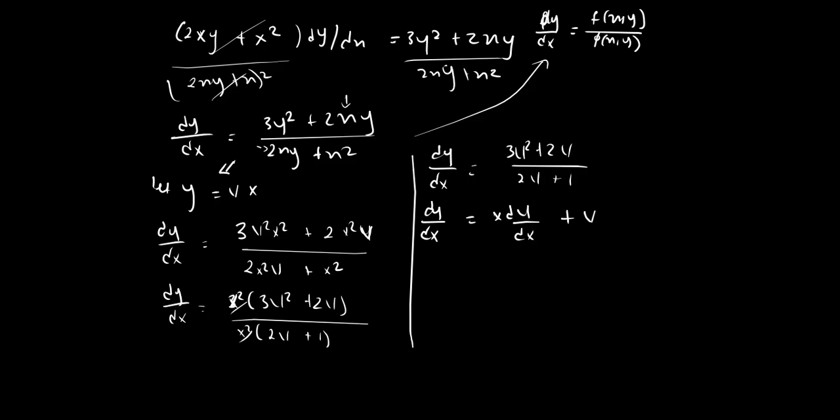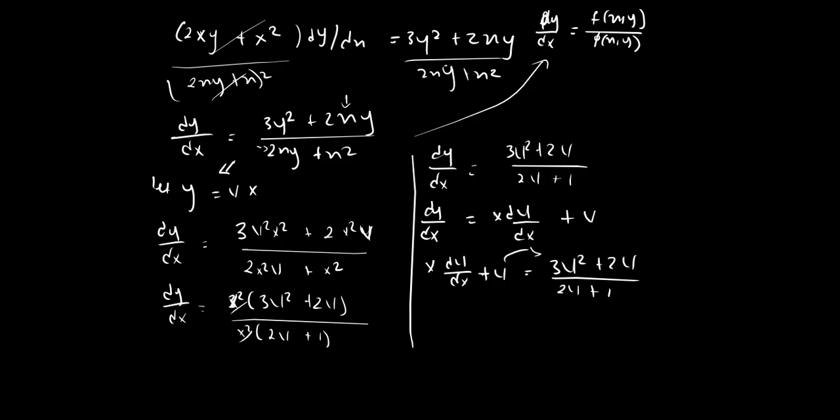And the reason why we are doing this is so that we eliminate y, because we don't have y as a variable in the question again, and we need just two, right? So if we have x dv/dx plus v is equal to (3v squared plus 2v) over (2v plus 1), then we have only the variables x and v in the question, and then it is easy for us to just solve. So we're going to replace that variable. We're going to have x dv/dx plus v is equal to (3v squared plus 2v) over (2v plus 1), right? So we have this, and now we are going to take this v to the other side.